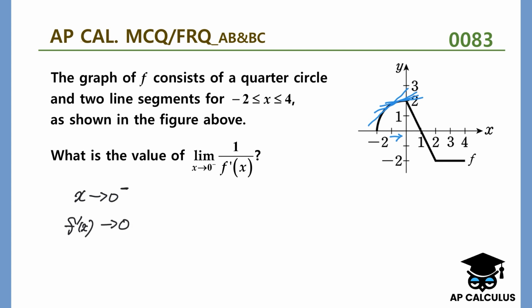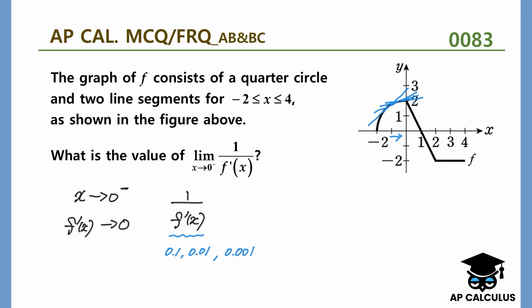Does that make sense? Then what about 1 over f prime x? The slope value right here is 0.1, 0.01. It approaches 0 from positive values. Remember, +1, +1/2, +1/3, +0.1, +0.01. So it approaches 0 from positive values, right?